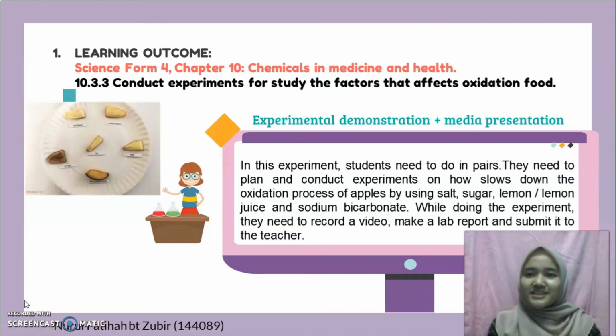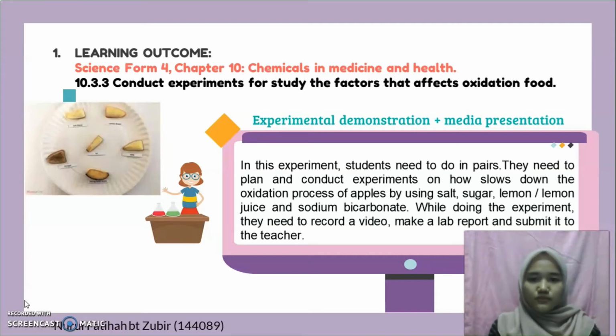So the first one I took from Science Form 4, Chapter 10, Chemicals in Medicine and Health. The learning outcome is 10.3.3, which is to conduct experiments to study the factors that affect oxidation of food. For the performance-based assessment, I'm using experimental demonstration and also media presentation. For this online learning, I think these experiments can be done at home. So the students need to do it in pairs.